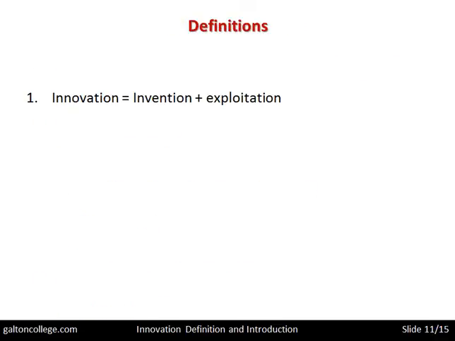Now, the definitions. Well, first of all, innovation is equal to invention plus exploitation. Invention is making something. It's coming up with an idea and making a product. But innovation is going the extra bit. Innovation is about making the product, which is the invention, plus selling it, plus exploiting the invention. In other words, making it commercial.